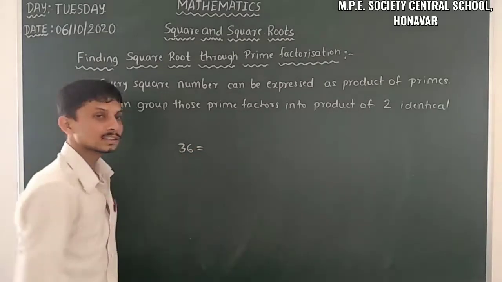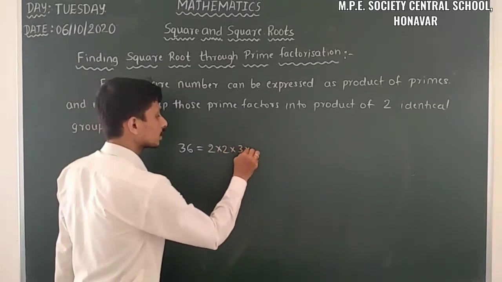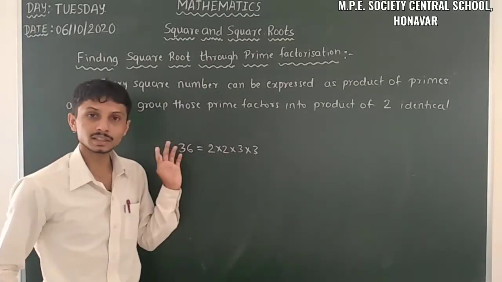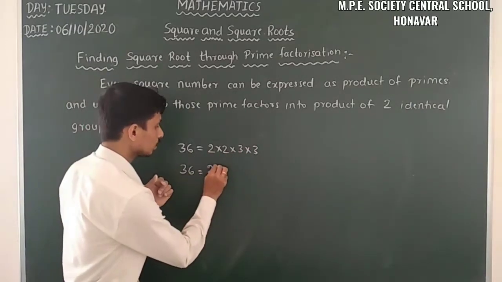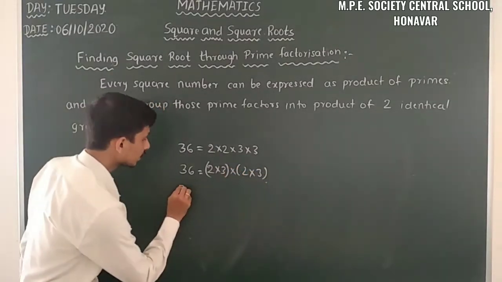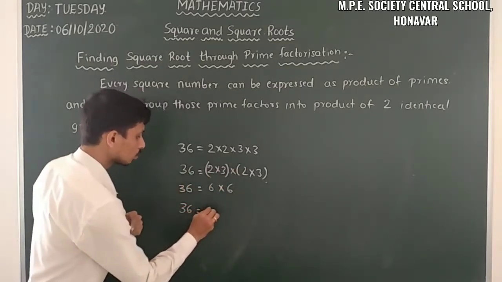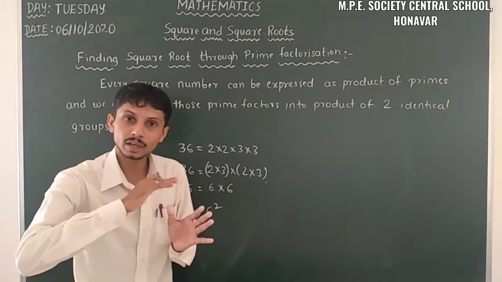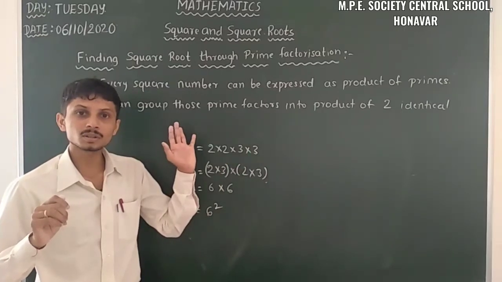36. 36 is equal to 6 square, which we already know about. So I will take 2 into 2, then 3 into 3. That is right: 2 into 4 is 8... 4 into 3 is 12, 12 into 3 is 36. So I will make this as 2 and 3, and 2 and 3. That is 2 into 3 and 2 into 3. Then 36 is equal to 6 square. So like that, we have to make two groups of identical products. This is about prime factorization.